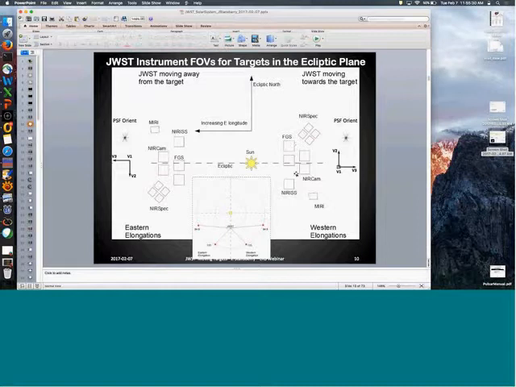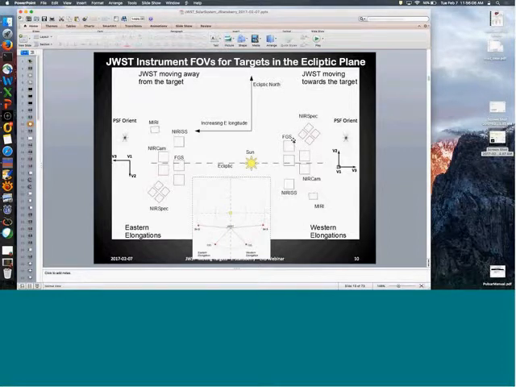Like most observatories, we have instrument fields of view that are scattered around the focal plane. We don't switch out; you just repoint the telescope to use a different instrument. So this is where NIRSpec is, the 1 to 5 micron spectrometer. MIRI is a 5 to 28 micron instrument with spectroscopy and imaging. NIRCam is imaging, 0.6 to 5 microns. And the FGS provides guiding.